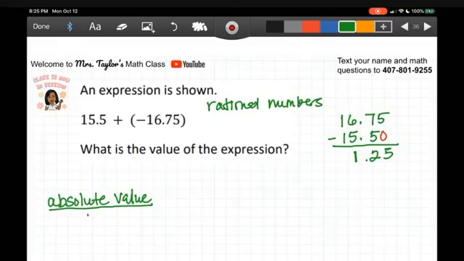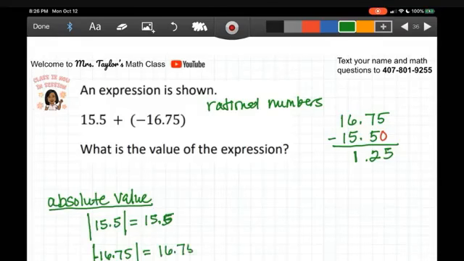So when you see this sign, like the 2 bars, what's the absolute value of 15.5? It's going to be 15.5 because that's how far it is from 0. What's the absolute value of negative 16.75? It's going to be 16.75. So which one has the greater distance? This one here. So what was the original sign? It was negative. So that means that my answer is going to be negative.